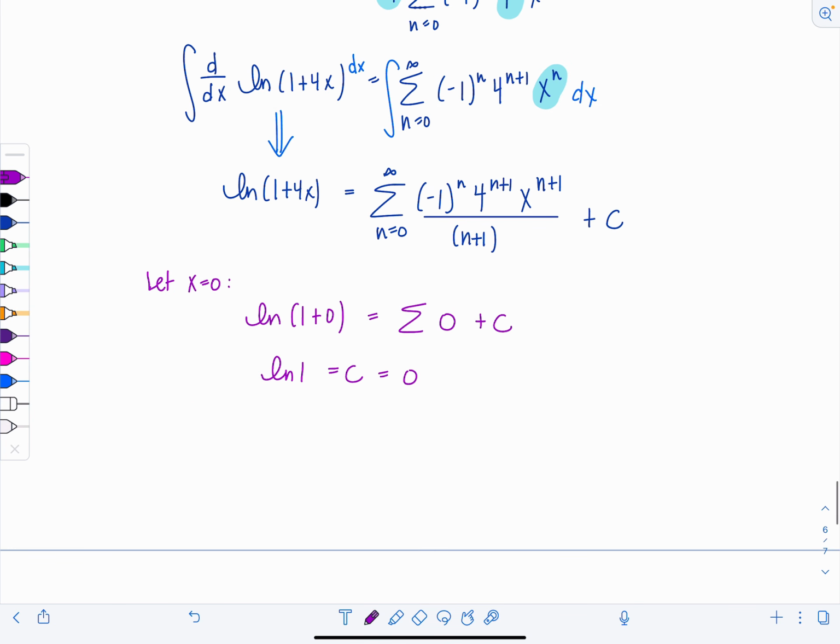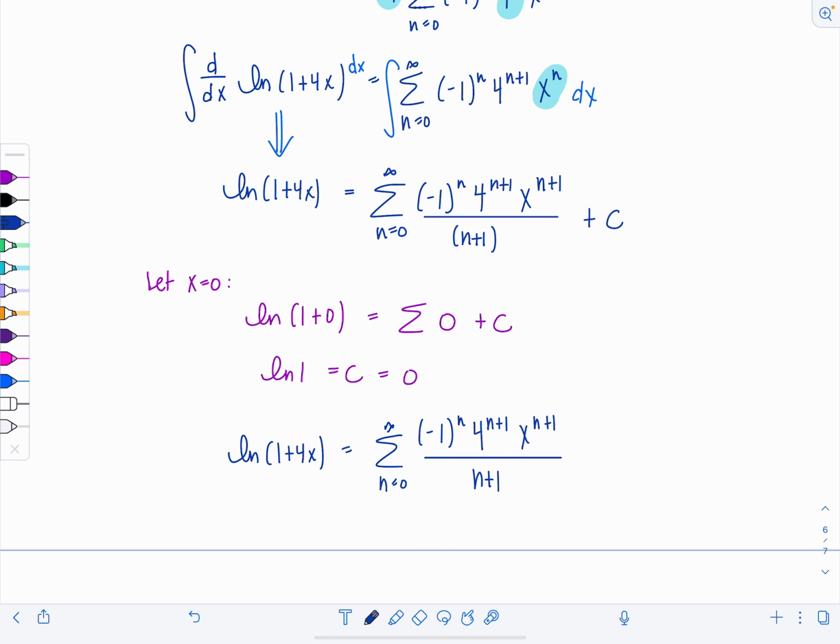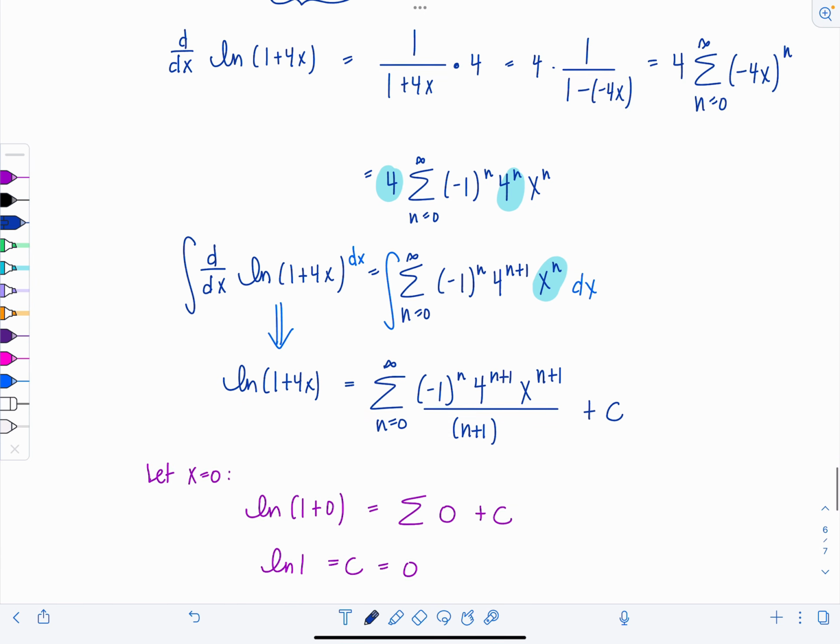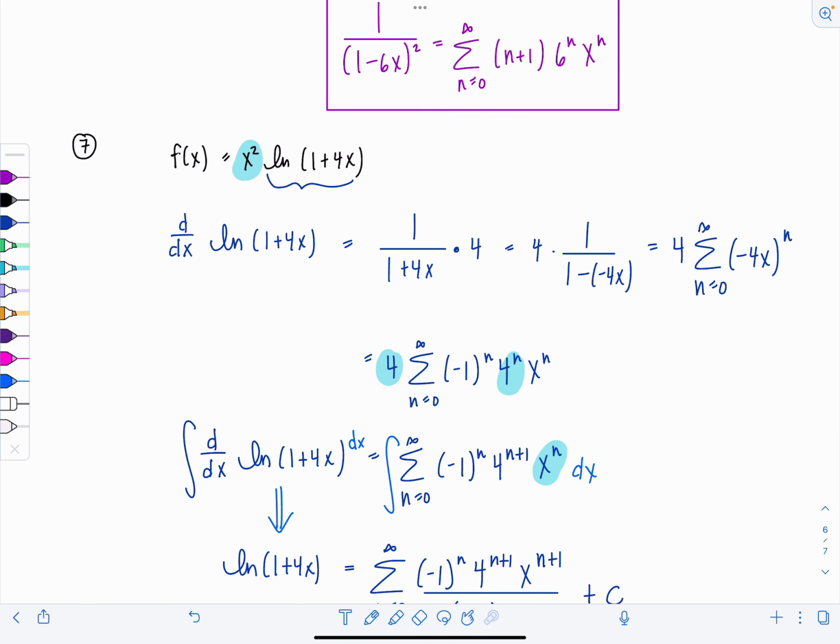Okay. So that means now I have ln(1 + 4x) equals the sum, n equals 0 to infinity, (-1)^n times 4^(n+1) times x^(n+1) over n + 1. Good. Is that what we wanted though? Not quite. I have a power series for ln(1 + 4x). What's missing? x squared. I told you to save it for the bitter end. This is the bitter end.